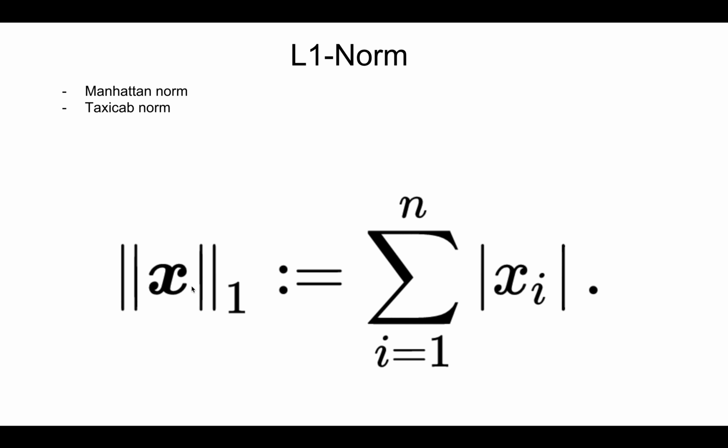So if you take the L1 norm of the vector x here, what it's going to do is iterate over all of the elements in x, and it's going to sum up the absolute value of each element, denoted by the pipes here. You can ignore the dot here. So it's pretty straightforward, it just sums up all the absolute values of the vector.